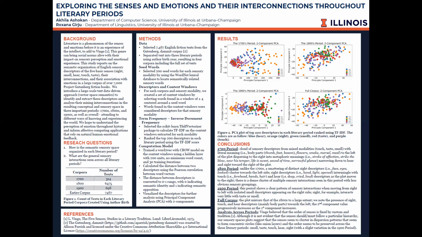When analyzing each of these literary periods, we were surprised to find that a common pattern emerged in sensory interactions across all periods. The senses appear to interact in a manner similar to concentric circles or onion layers, following the same smell, taste, touch, hear, sight ordering, with a slight variation in the 1900s.